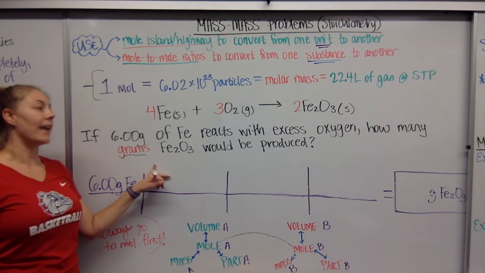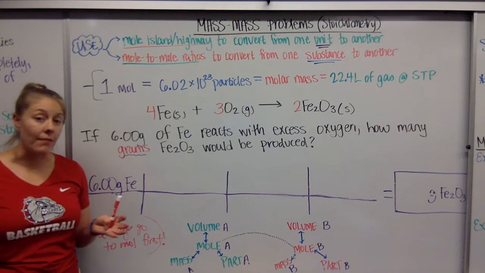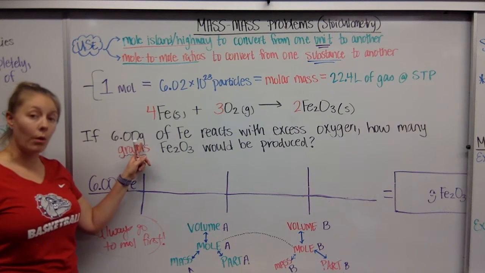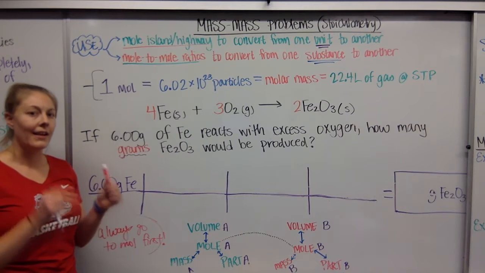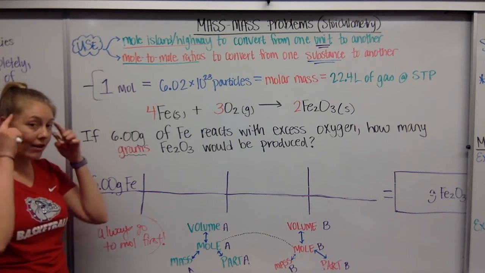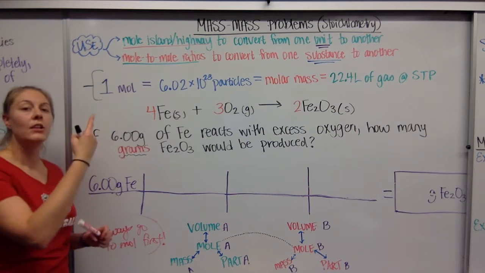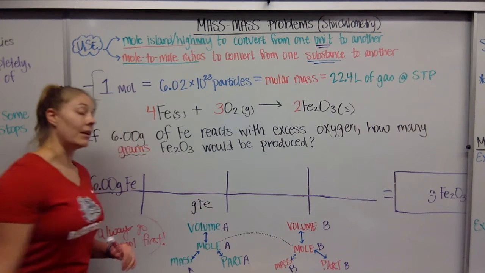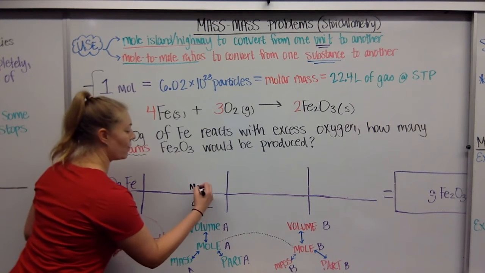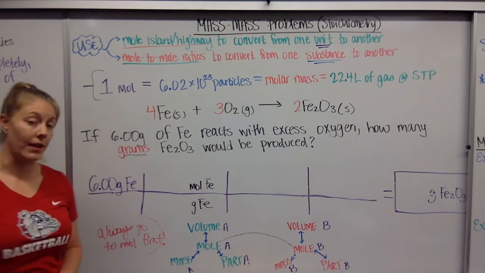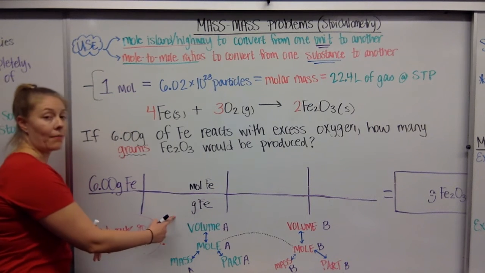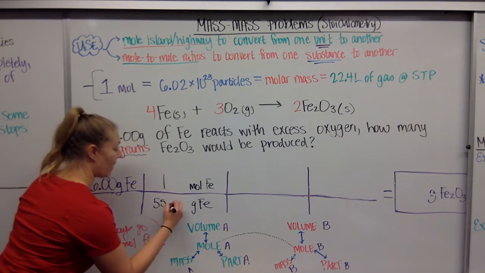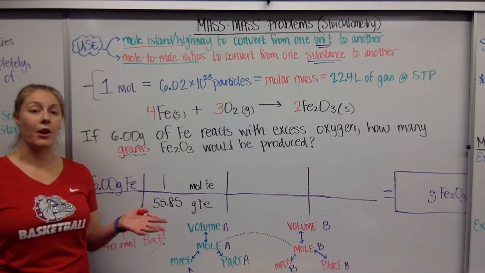If 6 grams of iron reacts with excess oxygen, how many grams of Fe2O3 would be produced? Okay, I'm not starting in moles, and I'm not going to moles. That means I still have to go to moles first, okay? So my first step needs to be getting from grams of Fe to moles of Fe, okay? Grams of Fe is on top, so grams of Fe is on bottom. I'm trying to get to moles of Fe first, so moles of Fe is my first wanted unit. This is where my molar mass comes into play. And 1 mole of Fe, what's the molar mass of iron? It's 55.85 grams of Fe, right from the periodic table.